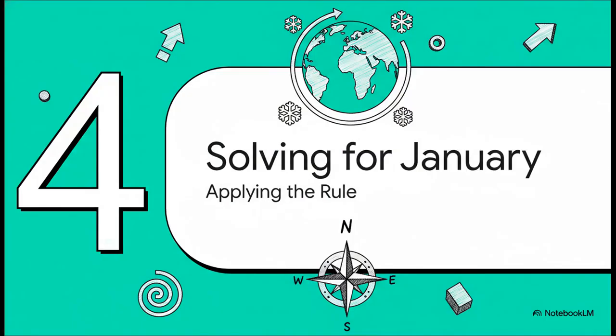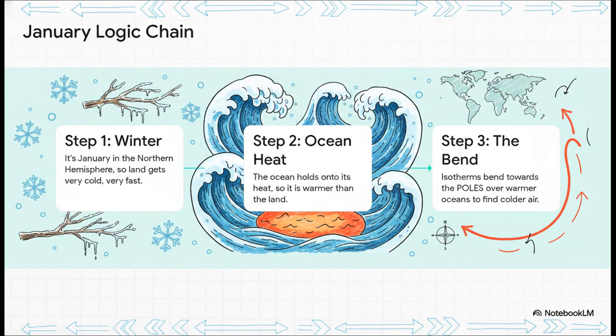Okay, detective time. Let's take our golden rule and apply it to the scene of the crime. And in this case, the scene is the Northern Hemisphere, and the time is January. Let's just walk through the logic here, step by step. First, it's January. That means it's winter up in the Northern Hemisphere. So the land gets cold really fast. But the ocean, which is still holding on to all that heat from the summer, cools down way, way slower. So, and this is the key point, in the winter, the ocean is actually warmer than the land.